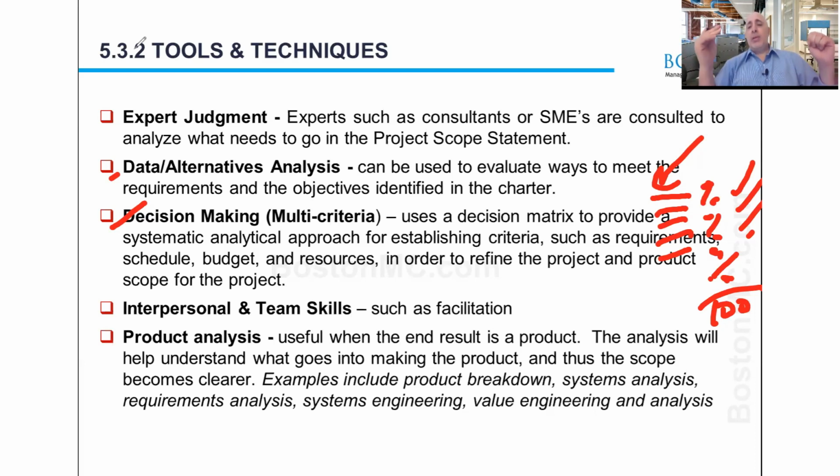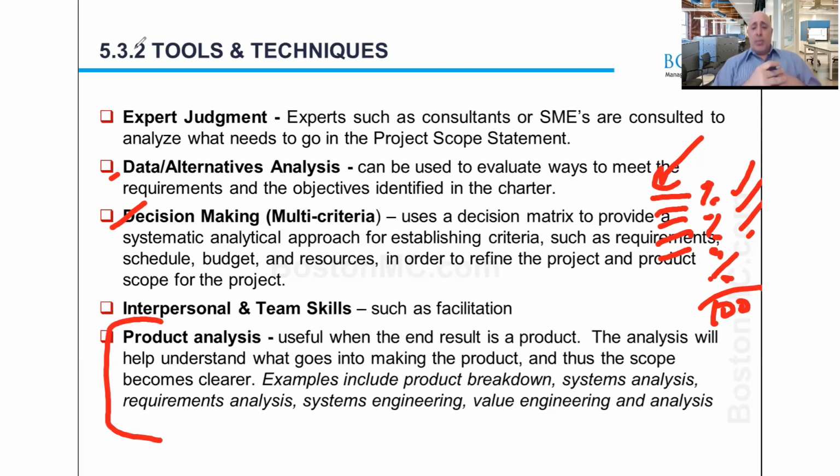Interpersonal and team skills, that's going to be required because you're probably going to have to hold a lot of meetings with your sponsor or with the team or with industry experts, maybe vendors, to try to figure out what solution would work for you. Product analysis, this is the interesting one, the last one there.